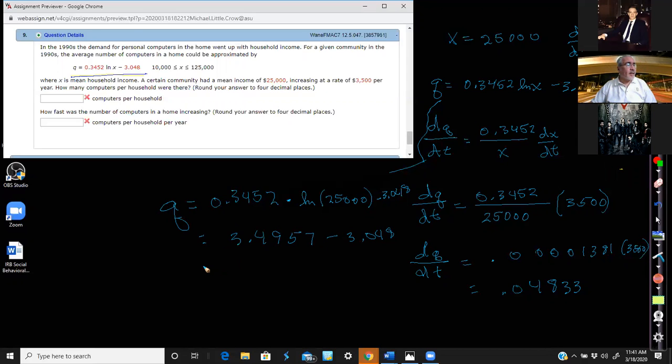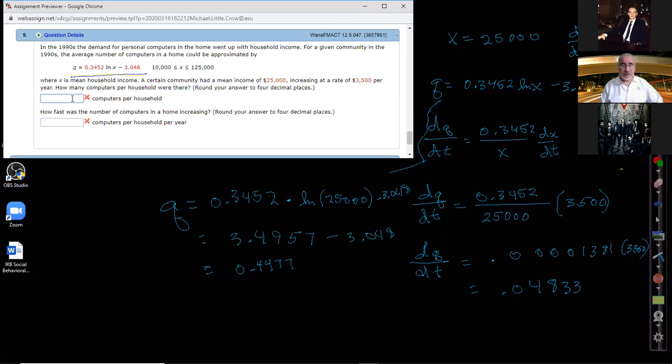So what we get is that the number of computers per household, it's about half a computer per household, less than half a computer. So not every household has a computer is what we're saying. About every 2 households, actually a little bit more than 2. Let's see if it all works out though. Should be pretty straightforward unless I made a calculation error, which is always possible. 0.4477. That's how many computers there are in a household.